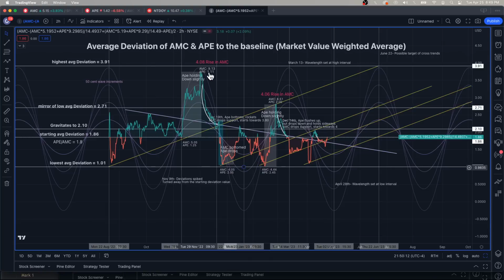Each of these runs, AMC has been flat or down. And then as AMC comes down, usually until about the midpoint, which is right around now, AMC then drops. This has happened both times. APE bottoms, AMC drops, and then we start it all over again. And then because that happens, the deviation comes closer to zero.